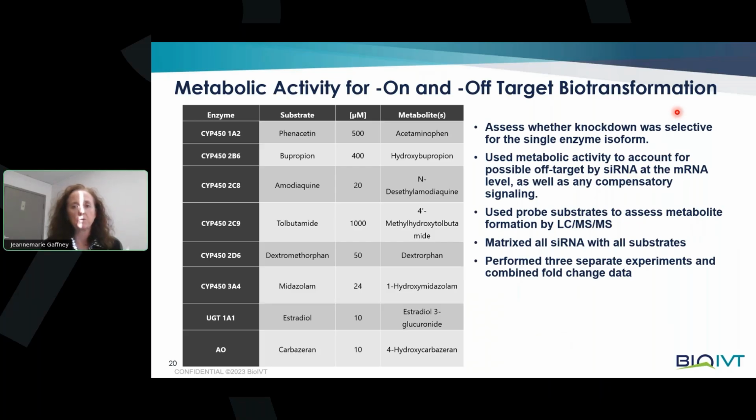In addition to looking at mRNA, we were also going to assess whether the knockdown was selective for the single enzyme isoform that we are selecting, and to look not just at on-target knockdown, but also off-target knockdown. We used typical probe substrates to assess metabolite formation by LC-MS. We did matrix all siRNAs with all substrates. And as I mentioned, these were 3 separate studies in order to look at some repeat data and reproducible data.